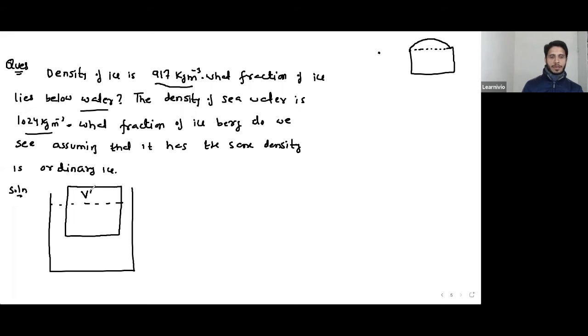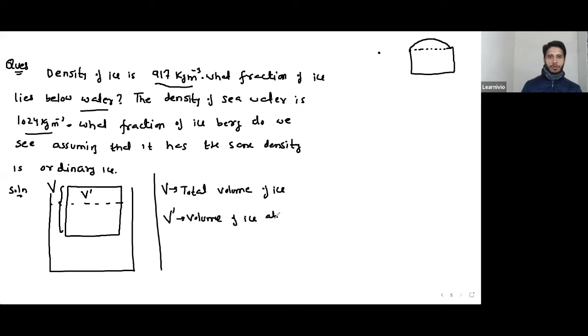So this V prime is the volume of iceberg outside the water surface, and this V is the volume of iceberg inside the water surface. Or no, not this one. V is the total volume of the iceberg. So V is the total volume of ice. V prime is the volume of ice above water. So above the water surface, the volume of ice is V prime.